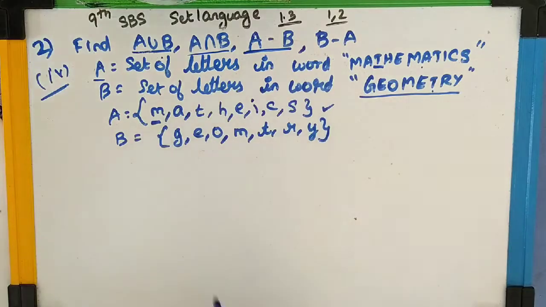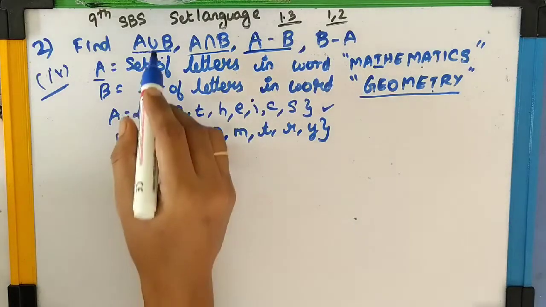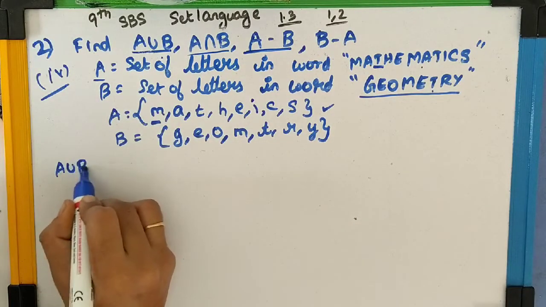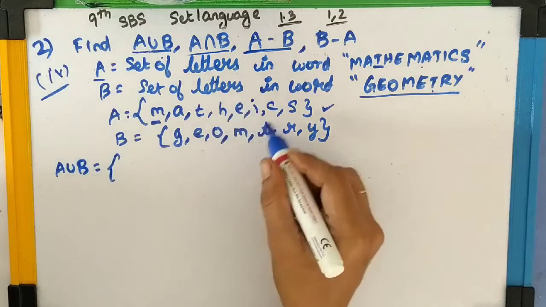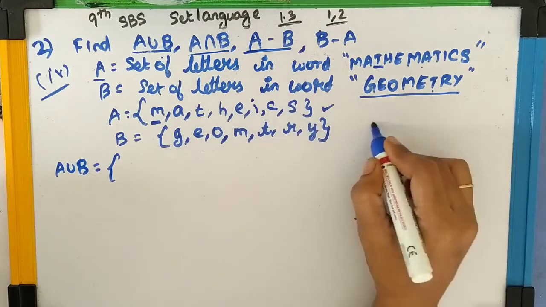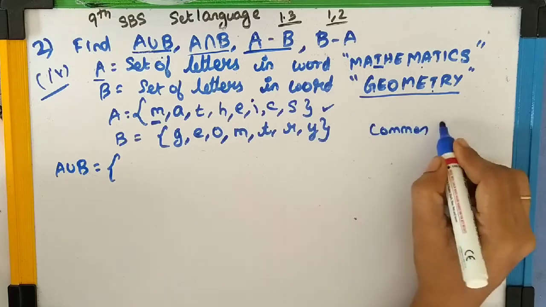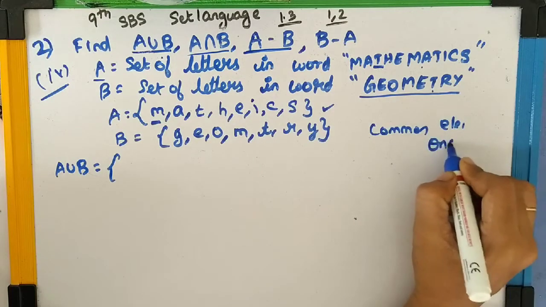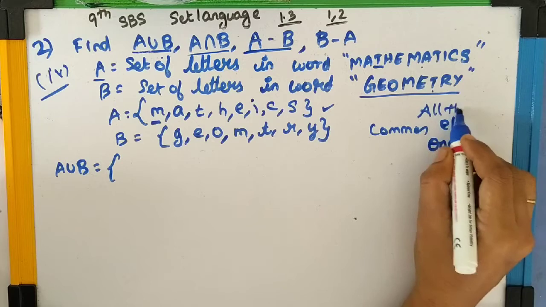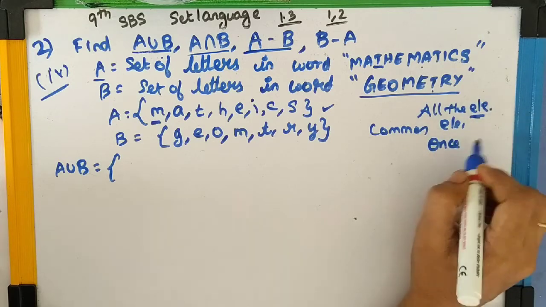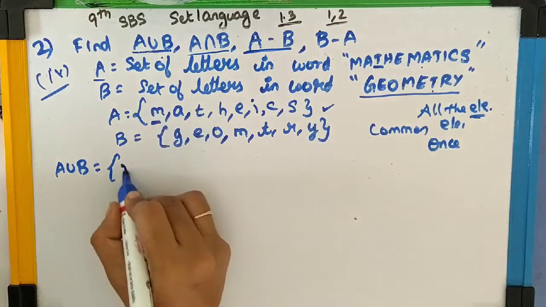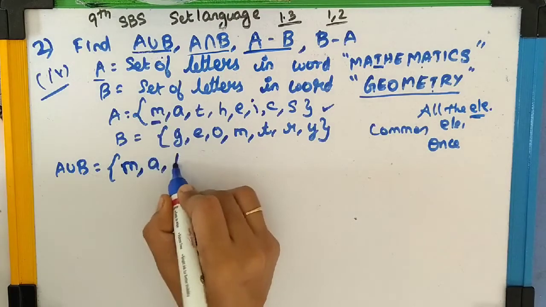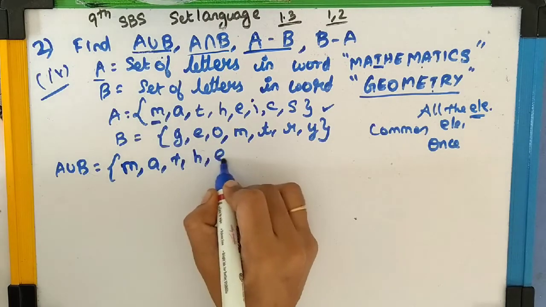Okay. Now what we should find? A union B. What is union? We should write all the elements in both the sets, and common elements should be written only once. Okay? Now write A union B. M, A, T, H, E, I, C, S. That is, I have said the complete set A.